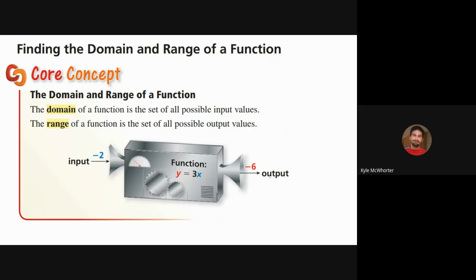Domain and range. The domain of a function is the set of all possible input values. The range of a function is the set of all possible output values. So if you look at this function, y equals 3x, all it says is you take the input x, multiply it by 3, and that's your output. Well, how many numbers can you multiply by 3? All of them, right? You can multiply anything by 3. So this function, y equals 3x, would have a domain of all real numbers.